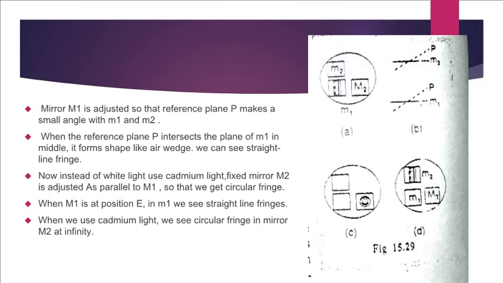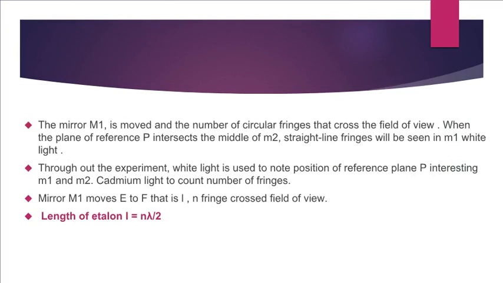Now instead of white light, use cadmium light. Fixed mirror M2 is adjusted parallel to M1, so that we get circular fringes. When M1 is at position E, in M1 we see straight line fringes. When we use cadmium light, we see circular fringes in mirror M2 at infinity. The mirror M1 is moved and the number of circular fringes that cross the field of view is counted.